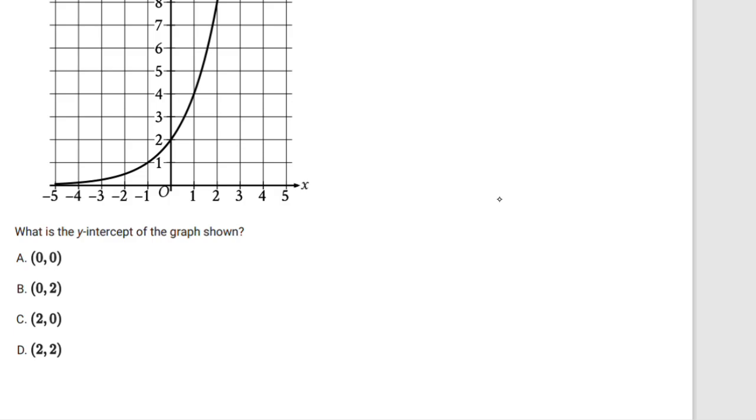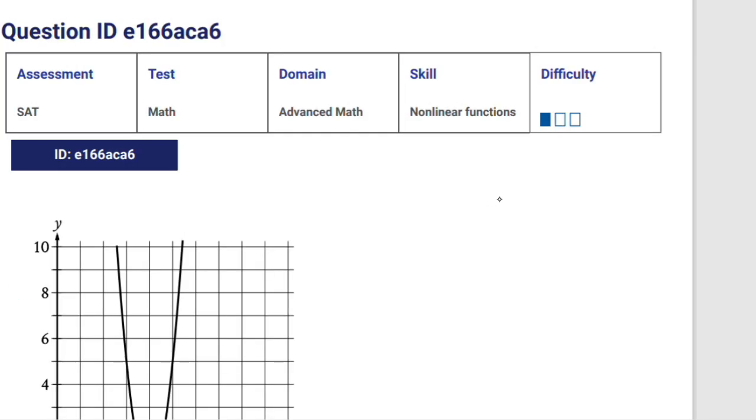Alright, so we have a graph. What is the y-intercept of the graph shown? So as we see, the y-intercept is the point where the graph cuts the y-axis. So the y-intercept would be this point. So it is 0, 2. So B is our right answer. Next.